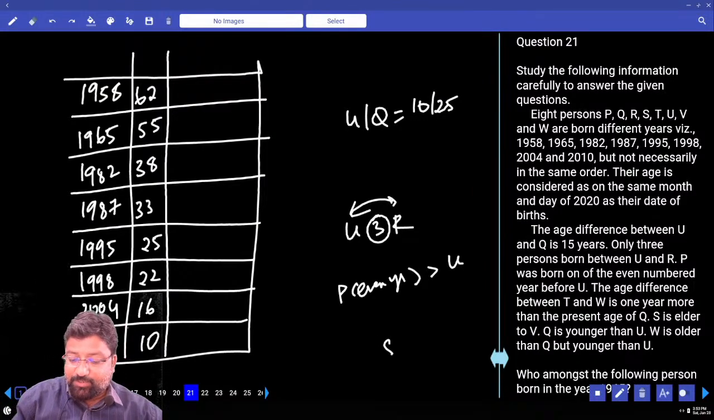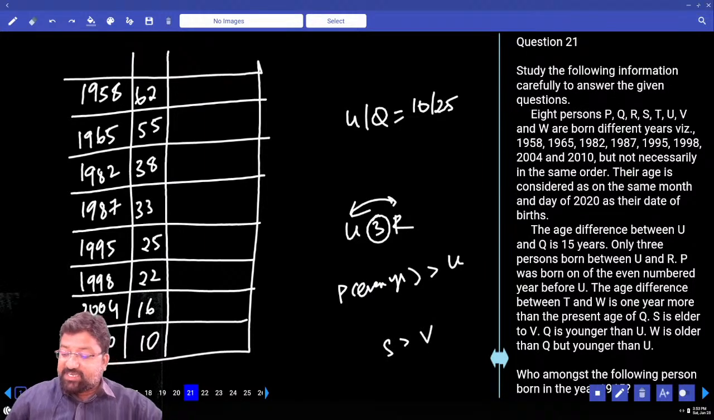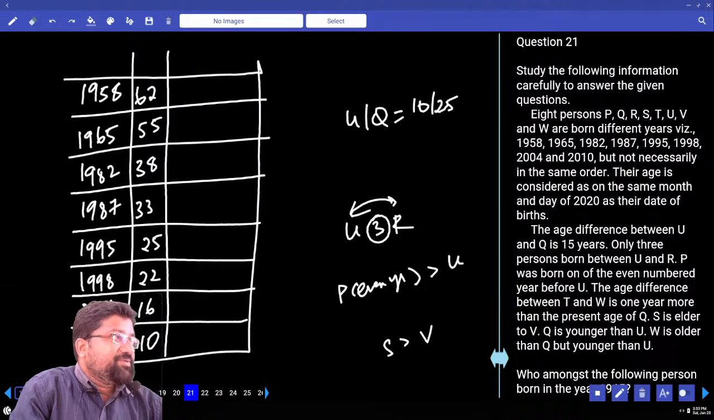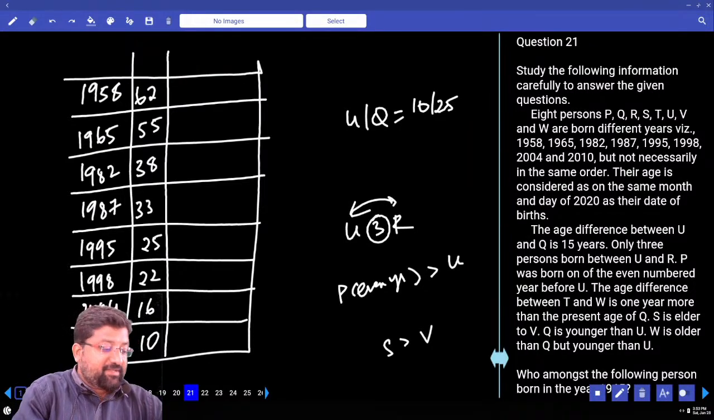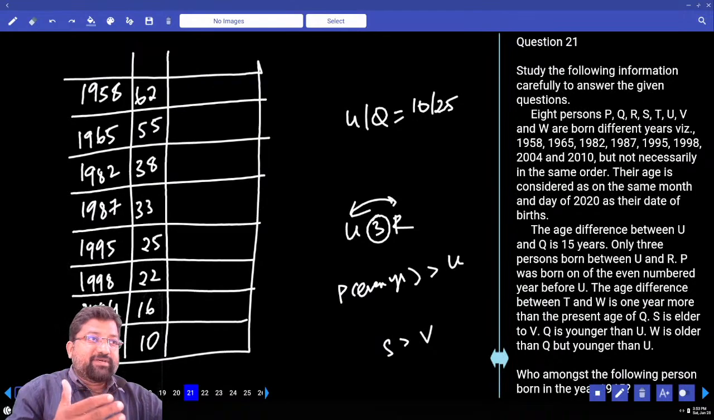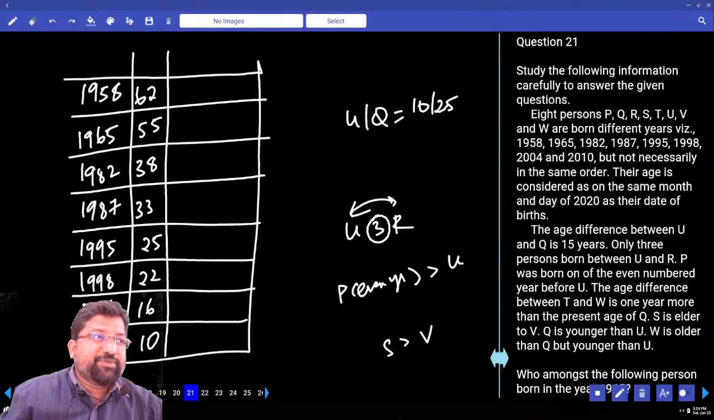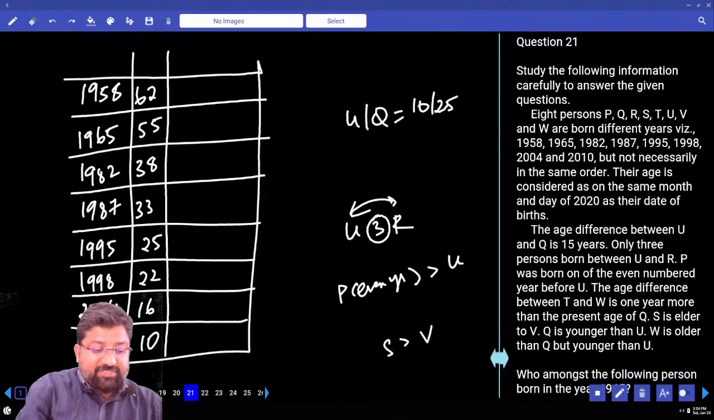S is elder to V. Q is younger than U. Wonderful. Q is younger than U means Q will be in the year after U. Tell me, who is elder here? U. Q is younger than U. And who is elder? U is elder. Obviously U should be 25. Q should be 10.